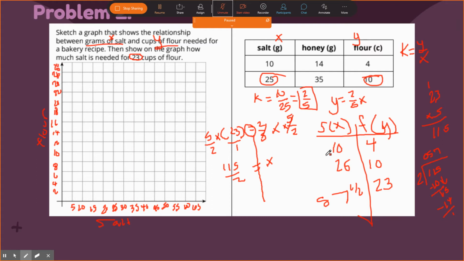Now I'm going to graph my points. My first point is 10, 4. So I go to 10 here and put a point at 4. My second point is 25, 10. So I'm going to go to 25 and put a point at 10. And my third point is 57 1/2 and 23. 57 1/2 is in between 55 and 60. And 23 is in between 22 and 24. So there's going to be my point there. And now I'm going to draw the line on the graph. All right. Oops. And there's my line.